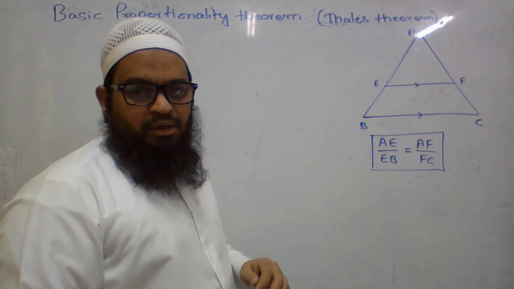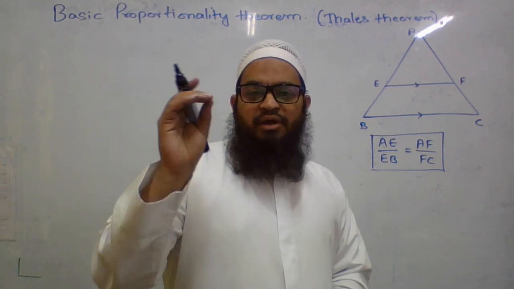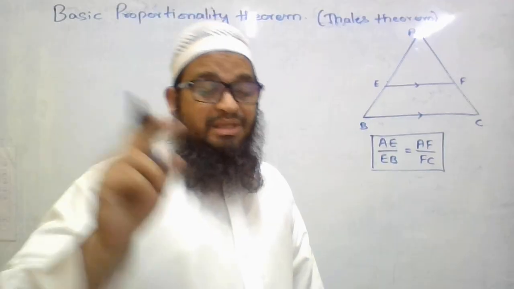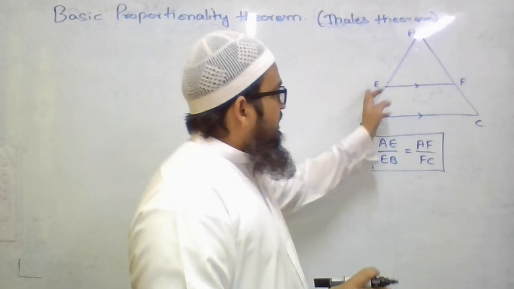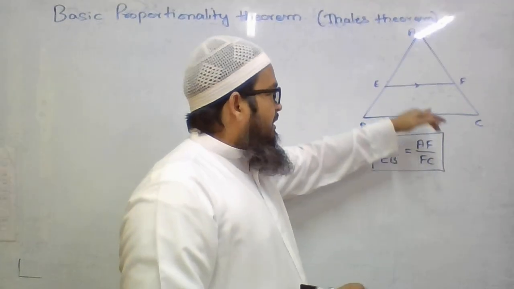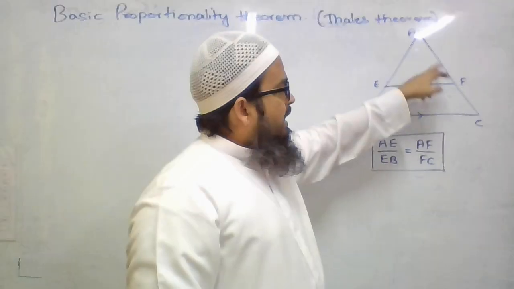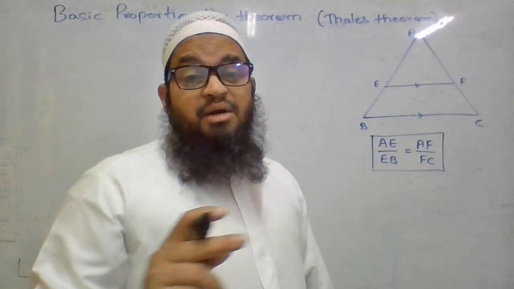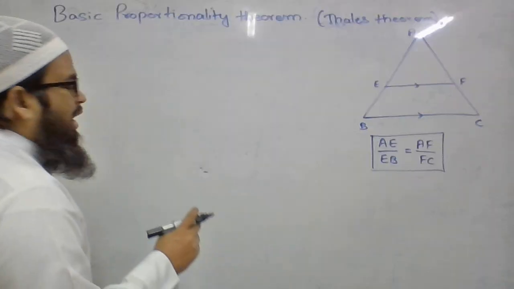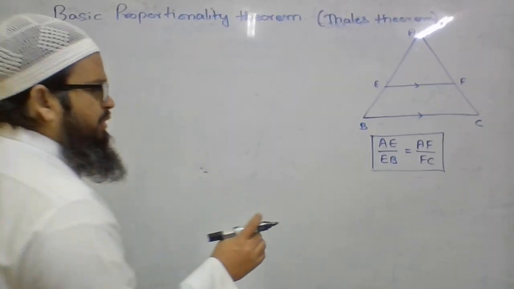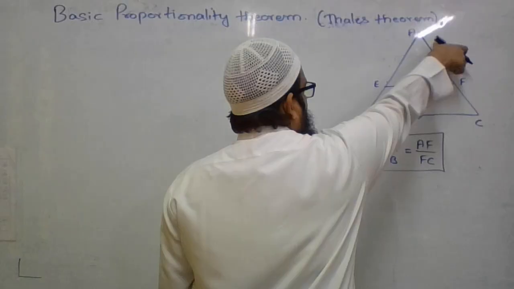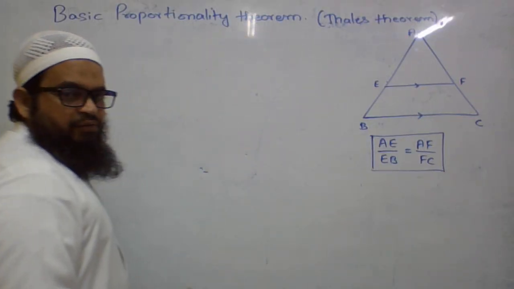Okay, so is it clear, my dear student? So if a line is drawn parallel to one side of a triangle and it intersects two sides, then the other two sides are intersected or divided in proportion. Understood or not? So how to solve this? It's very simple. I have to prove that AE divided by EB is equal to AF divided by FC.